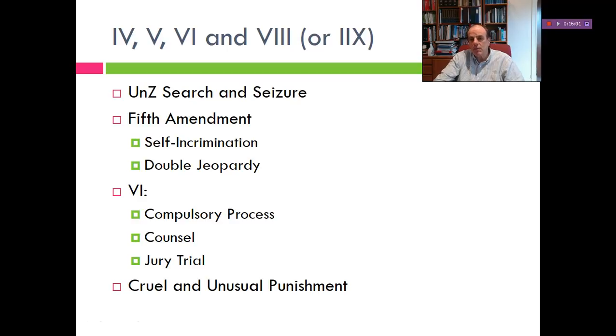You have the Fifth Amendment. You have a right against self-incrimination, so they can't compel you to testify. If you've been convicted or let go of this charge before, they cannot bring it again. I already talked about the right for compulsory process to issue in witnesses. You have the right to counsel. You have a right to a jury trial. And then in the Eighth Amendment, you get to be free from cruel and unusual punishment.